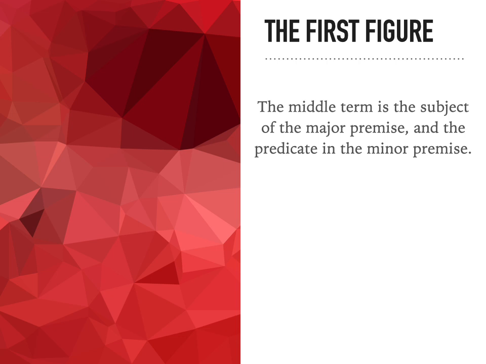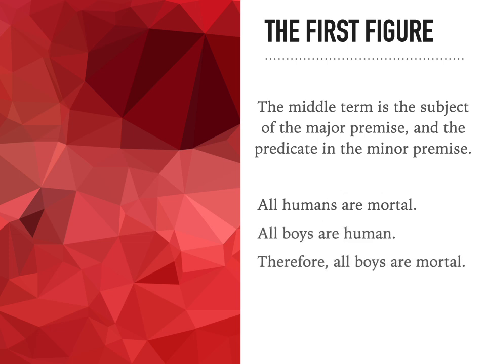In first figure, we know the middle term is the subject of the major premise and the predicate of the minor premise. We call these sub-pri. So a good example of a first figure is: all humans are mortal. All boys are human, therefore all boys are mortal.